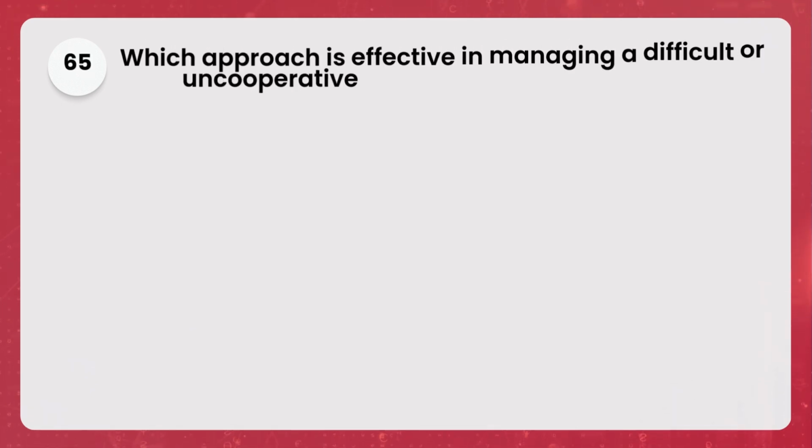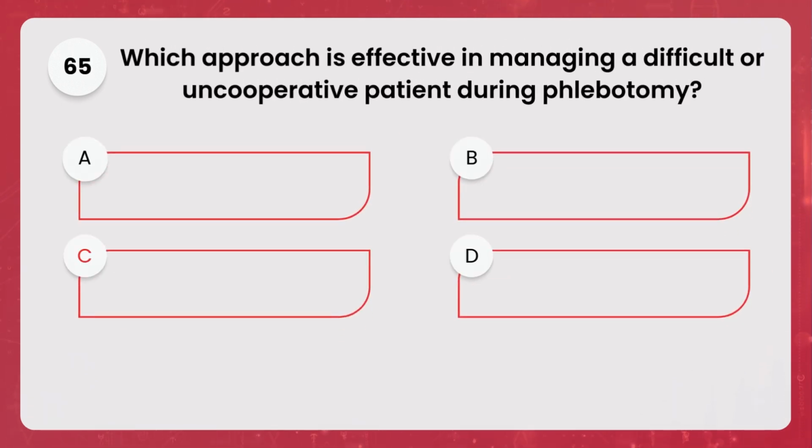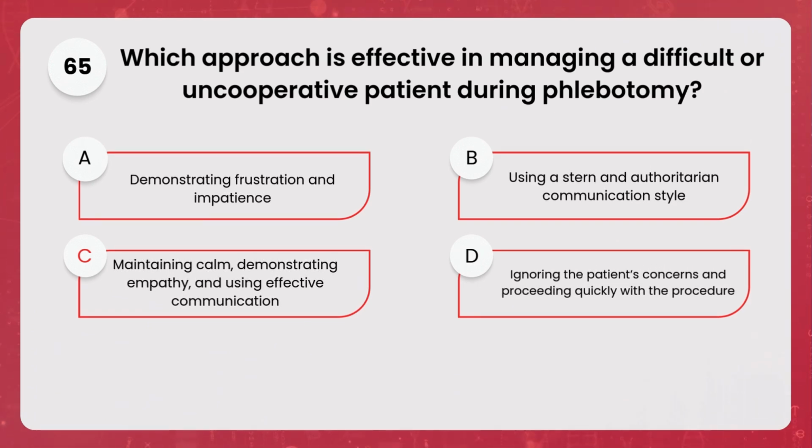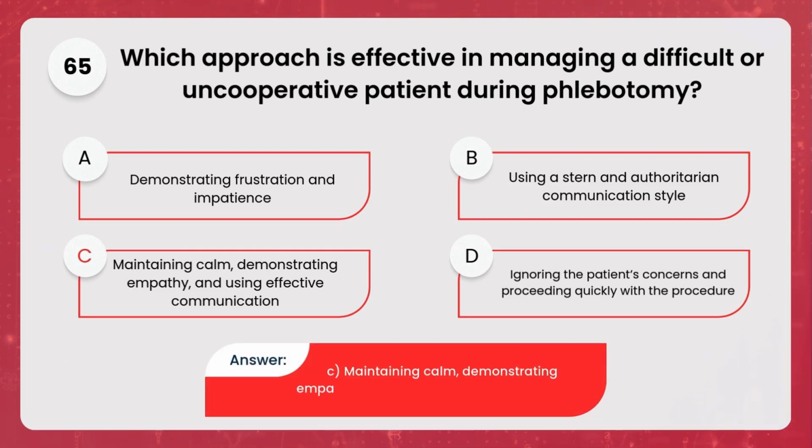Number 65. Which approach is effective in managing difficult or uncooperative patients during phlebotomy? A. Demonstrating frustration and impatience. B. Using a stern and authoritarian communication style. C. Maintaining calm, demonstrating empathy, and using effective communication. Or D. Ignoring the patient's concerns and proceeding quickly with the procedure. The answer is C. Maintaining calm, demonstrating empathy, and using effective communication.